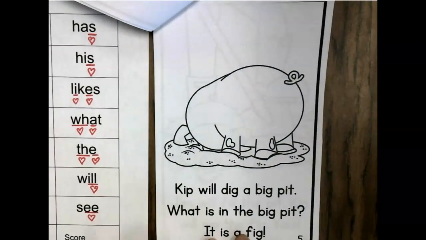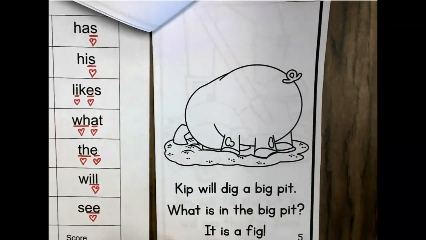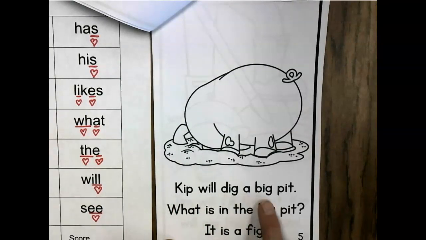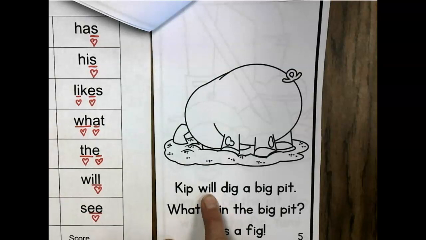On this page, you'll find 3 more sight words. Look for them now. Kip will dig a big pit. What is in the big pit? It is a fig. Say the 3 sight words that you found. Did you find will, what, and the?